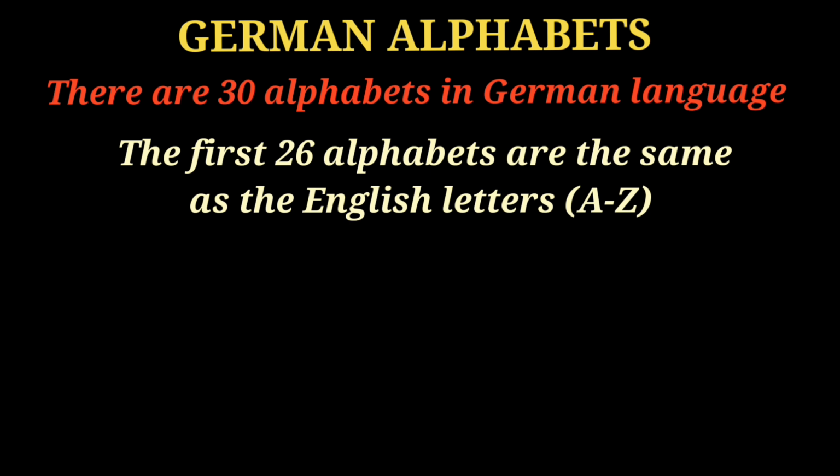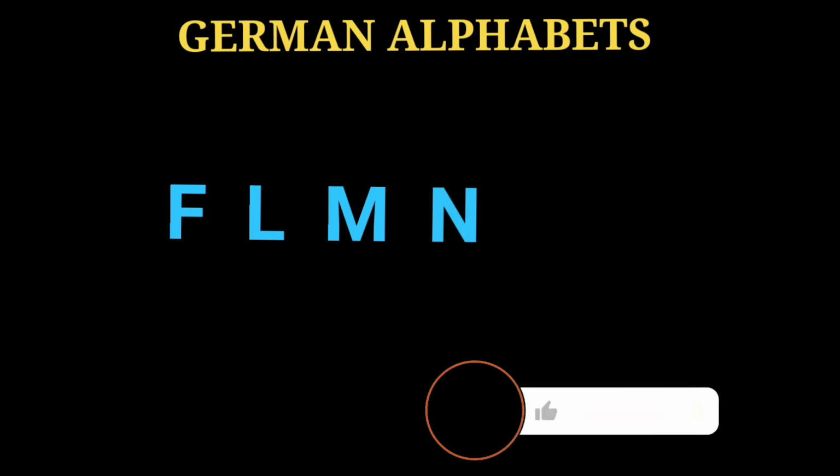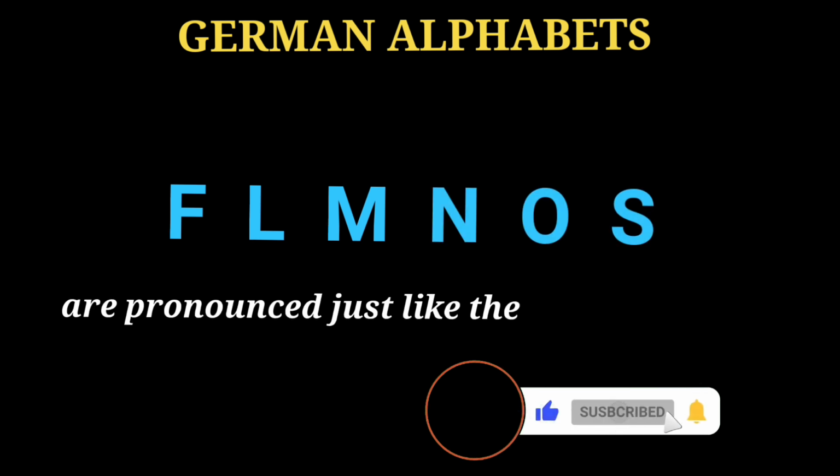Now let's see how they are pronounced. A, B, C, D, E, F, G, H, I, J, K, L, M, N, O, P, Q, R, S, T, U, V, W, X, Y, Z. The letters F, L, M, N, O and S are pronounced just like the English letters.